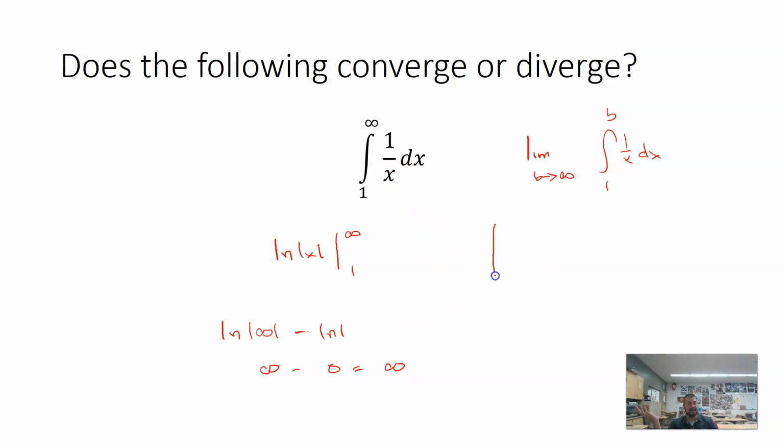Now, what that means in this example, because if I were to look at this graph, it would look like this. The problem here is, again, I can see that it's infinity, because if I'm going from 1 to infinity, this area right here will be infinity. I just evaluated it using the second part of the fundamental theorem of calculus.